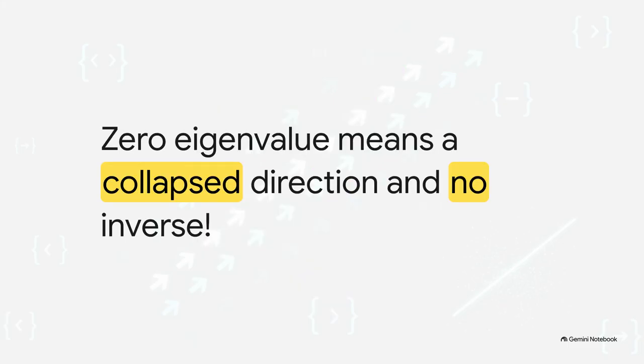Exactly. A 0 eigenvalue means collapsed direction. And if a direction collapses, geometric information is permanently destroyed, which means the overall determinant must be 0. And of course, if the determinant is 0, the matrix has no inverse. These aren't just a bunch of separate facts you need to memorize. They're literally the exact same underlying truth, just viewed through different mathematical lenses.